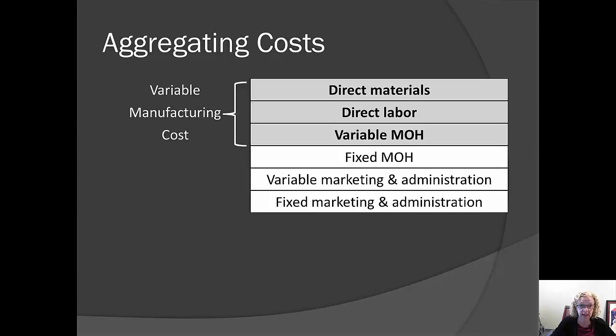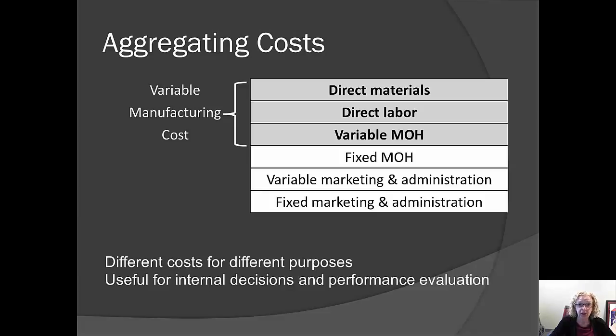Another way to look at these costs is like this, clustering the materials, the labor, and the variable portion of overhead. We find that for external financial reporting, we are required to look at costs in a particular way. But internally, it sometimes is convenient to look at costs in a different way. Here, these variable manufacturing costs are going to be directly proportional to our level of activity, to the number of units that we make, whereas the other costs will not be. So we can use this methodology internally to evaluate the performance of our production facility.